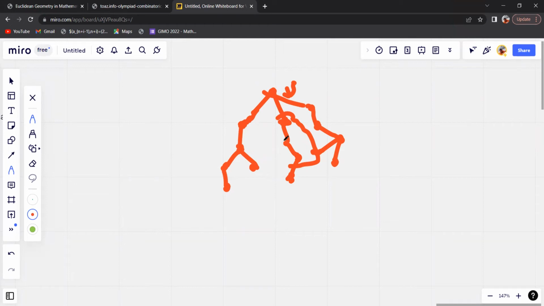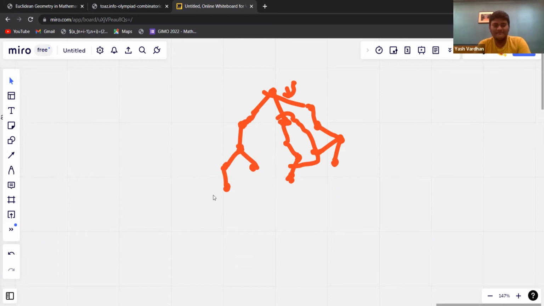What's the source? This source is 2013 C6. Okay. And so we'll move on to the next problem.